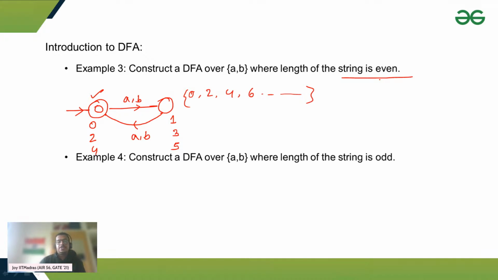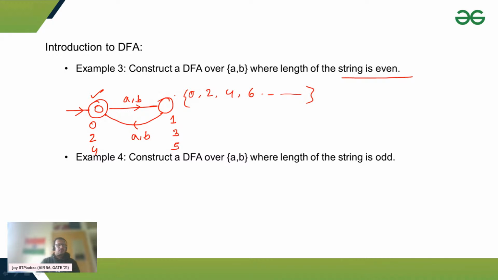Now let's check out our next example. That is the perfectly opposite example, where it says that the length of the string should be odd. So from this DFA, you can clearly understand that if we are taking the strings which are odd, which one will be our final state?